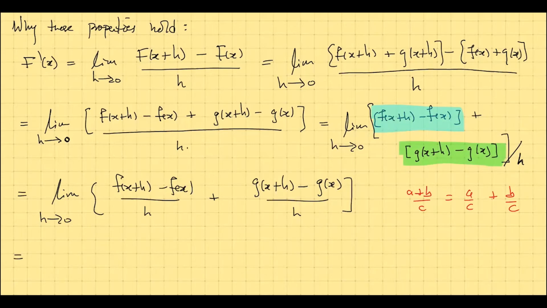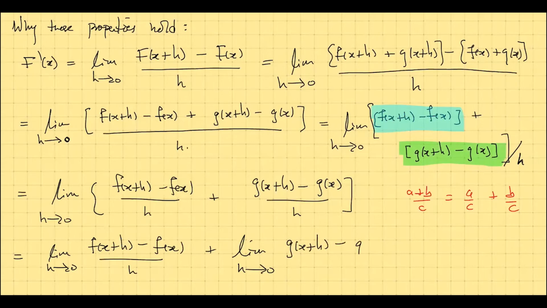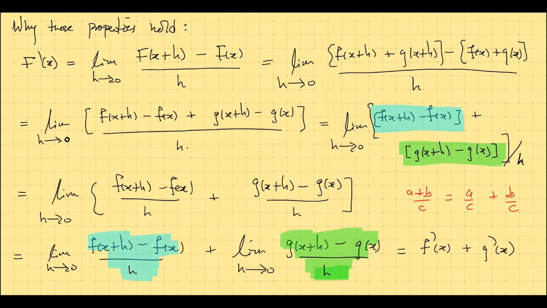But since the limit applies equally to everything in the brackets, I can apply the limit individually to each part, as follows. And now we can use the definition of a derivative again, because it's pretty clear that this thing here is the derivative of g, and the other thing here is the derivative of f. So it's going to be f prime x plus g prime x. And this is exactly what property 1 told us that we could do.